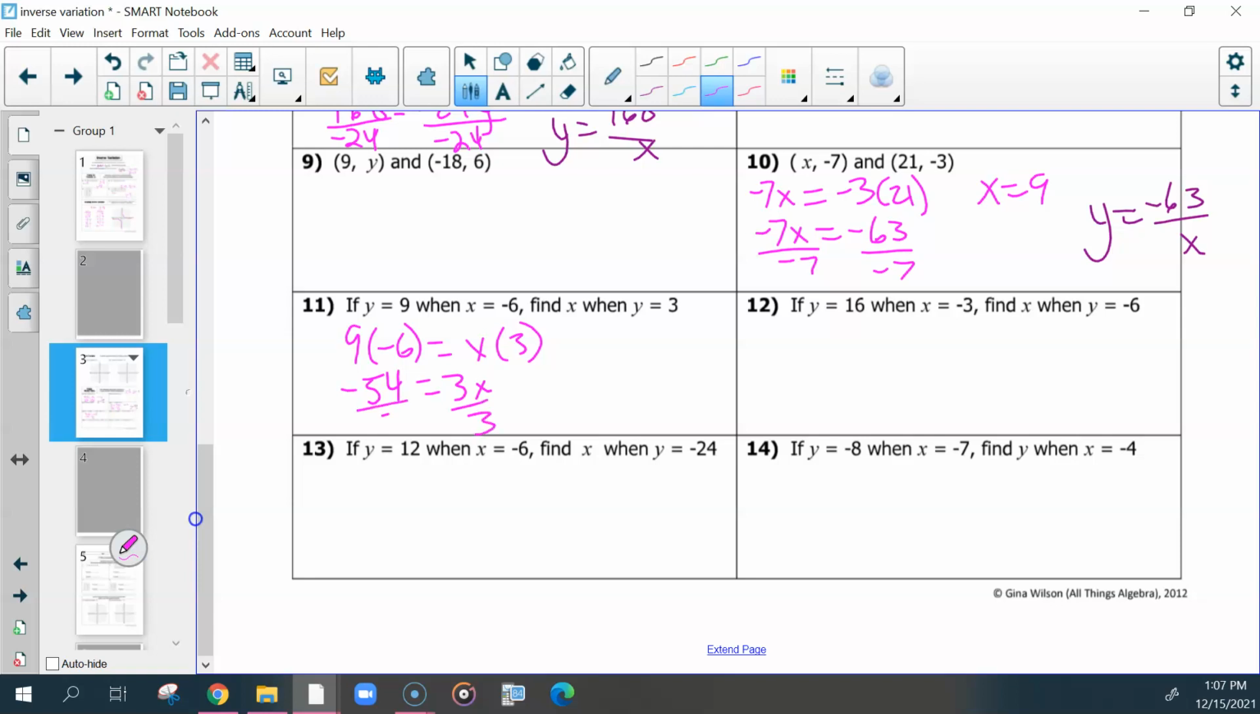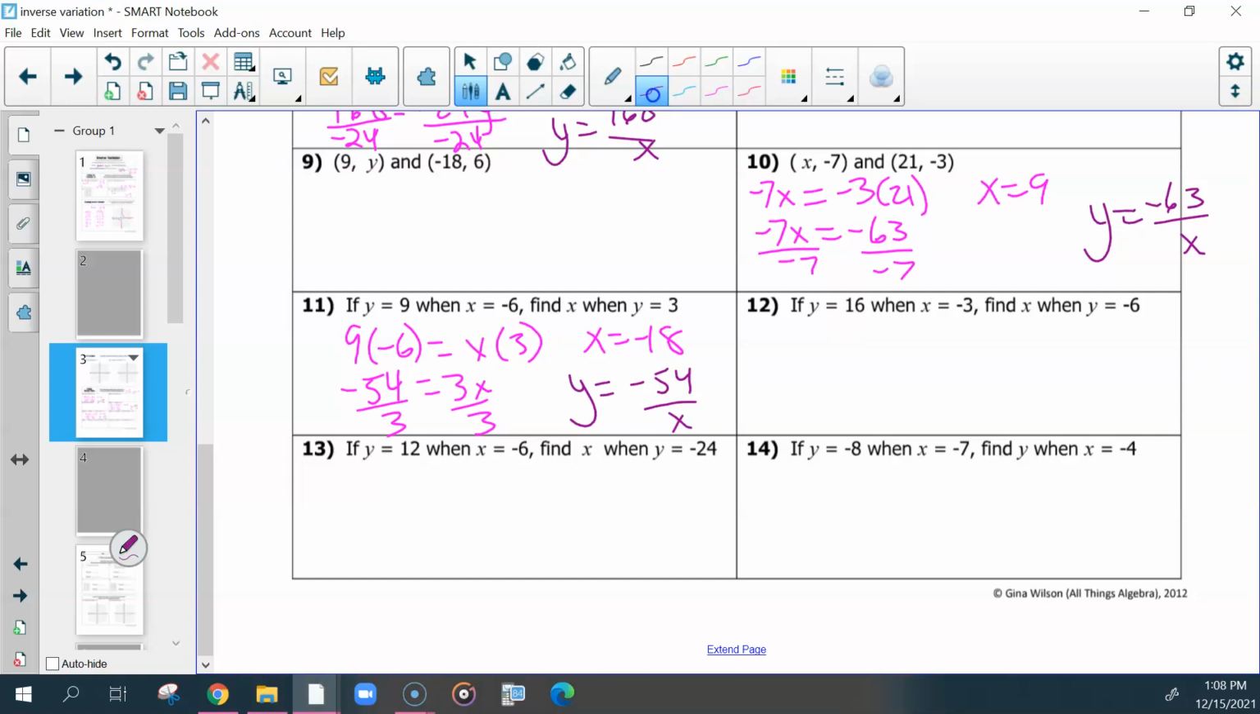Divide both sides by 3. I believe that's -18. Yes. So -18 answers the question. And then our equation, so if I multiply -18 and 3, we do get -54, so that would be our constant. So our equation would be y equals -54 over x.